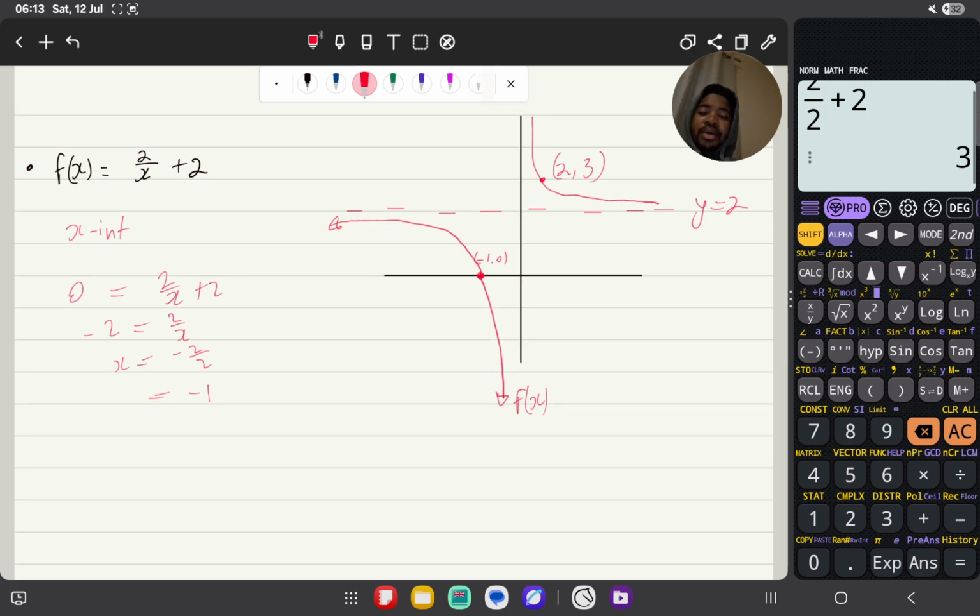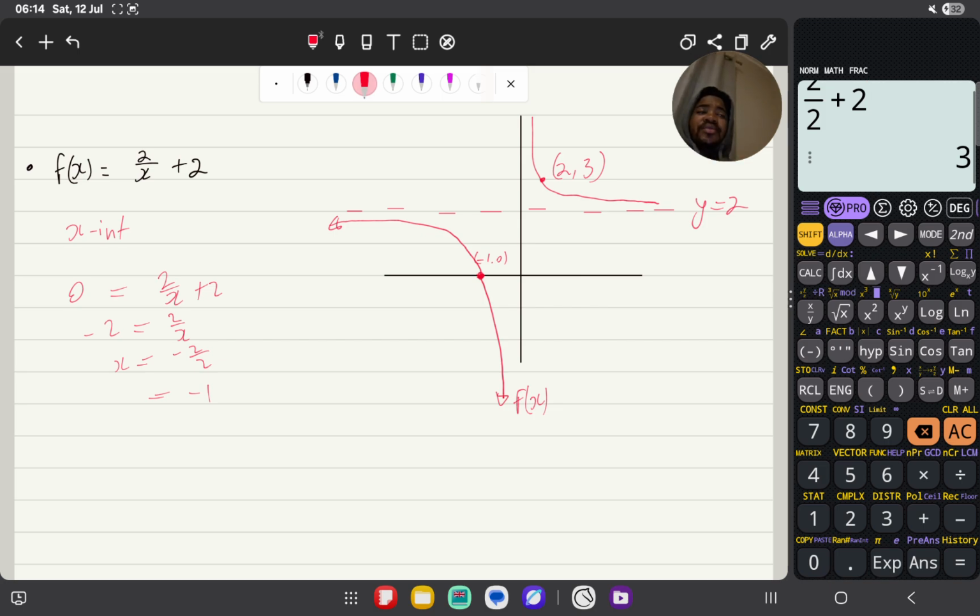So remember, the asymptote cannot be touched. When we say it cannot be touched, we are just saying that there is no y value there. Our function is not defined at that particular y value, right? So what does that say?